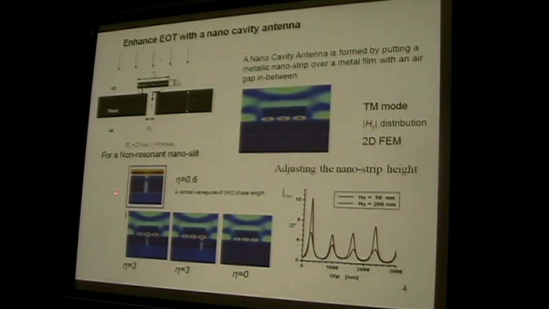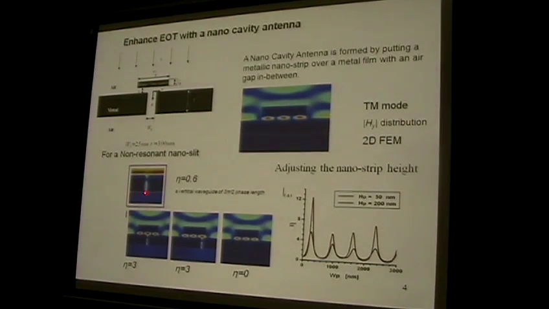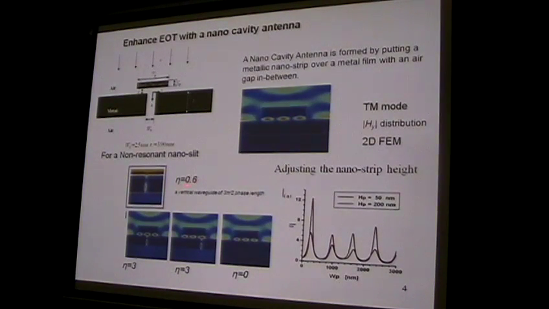Just a thin film, you put a nano hole, and if you use the TM polarization, you will excite the surface plasmon. You can enhance the transmission significantly, like 0.6. However, if you're using another polarization, like TE polarization, you will see virtually no transmission. And that's because you couldn't excite the surface plasmon with TE polarization. So you see the surface plasmon plays a critical role in this case.